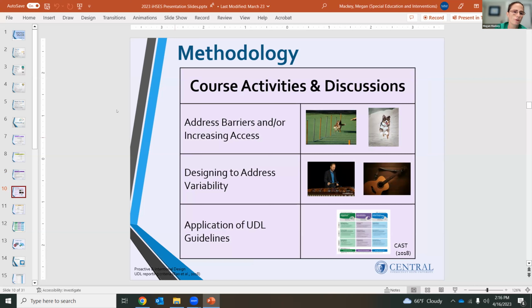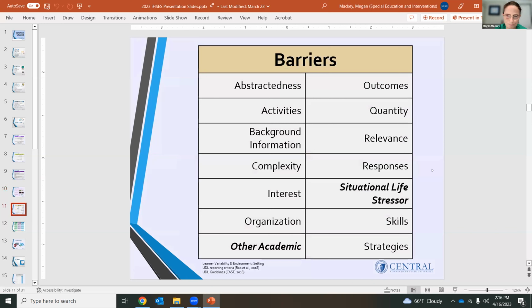So there are 2 slides here. I'll get into what the Universal Design for Learning guidelines are for those of you who aren't aware. So the barriers, there's a set. We had given them 12 specific barriers we wanted them to take a look at, and we discussed them in depth.